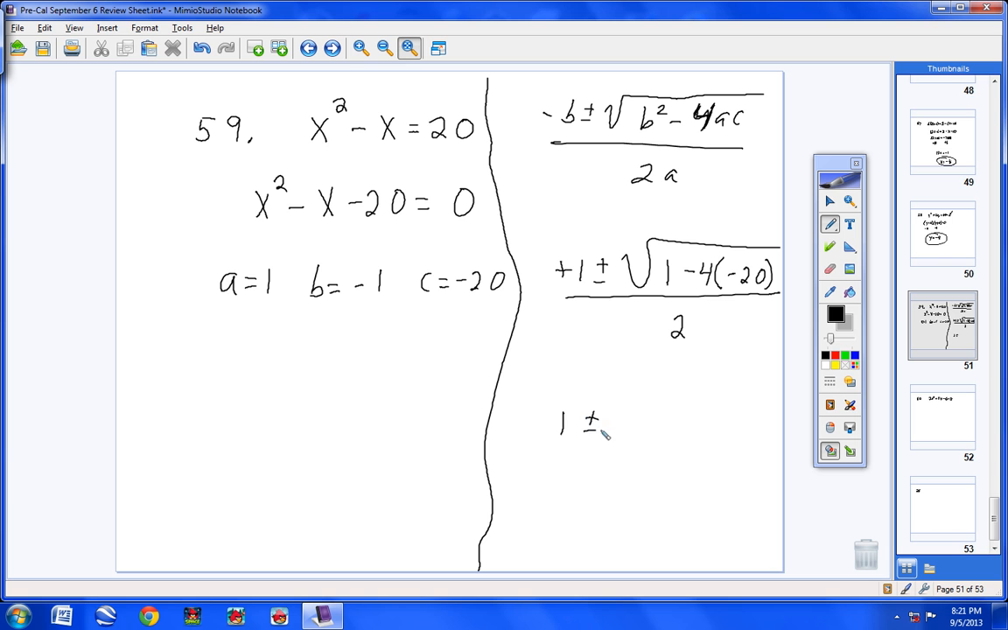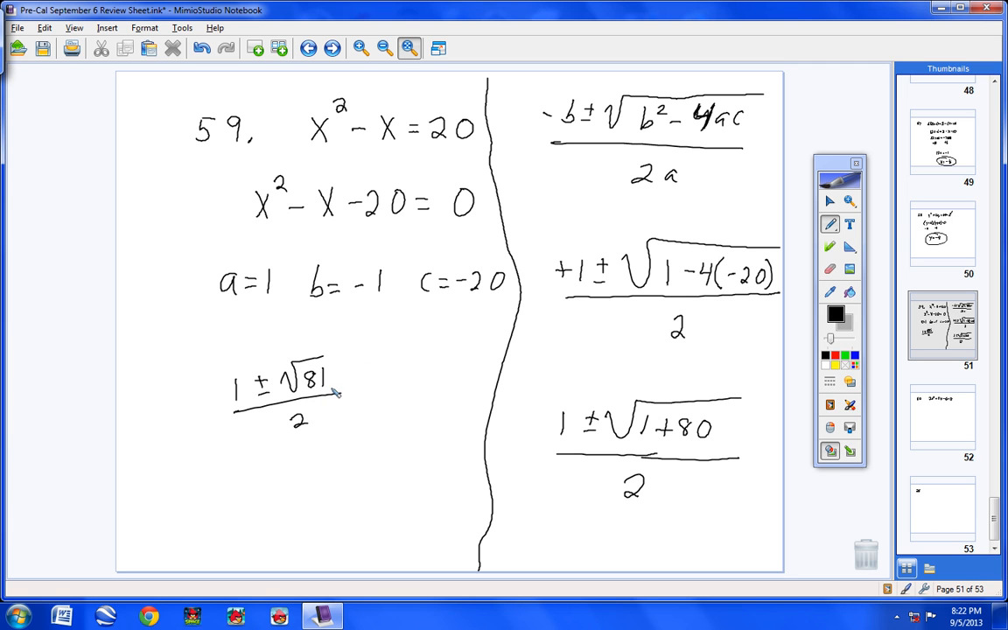So I have 1 plus minus. Now watch what I do. I bring down my positive 1 right here, this positive 1. I bring it down, okay? And then I multiply negative 4 times negative 20. That's a positive 80 all over 2. And then, of course, 1 plus 80 is 81. So now I have 1 plus minus the square root of 81 all over 2.